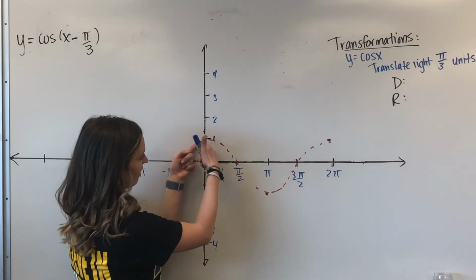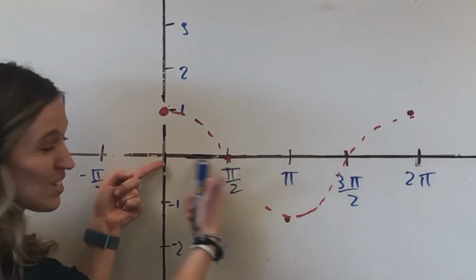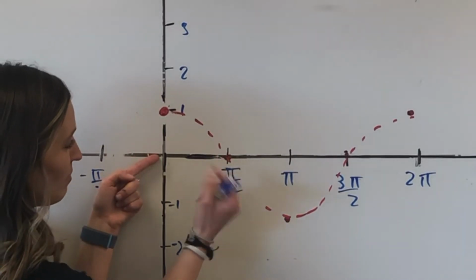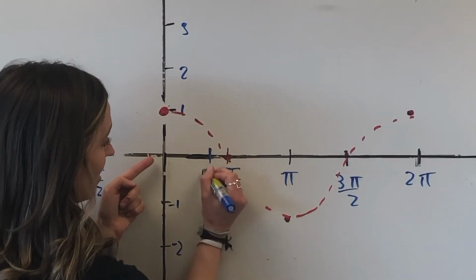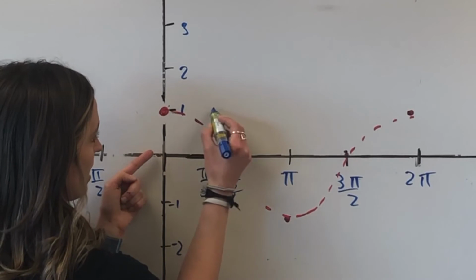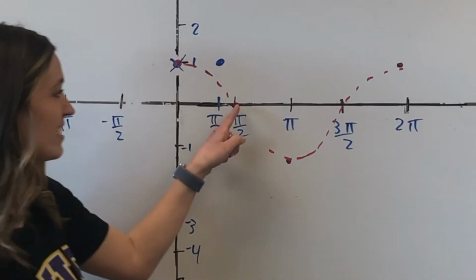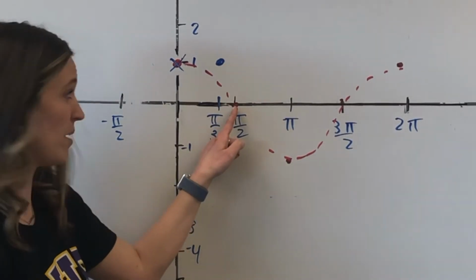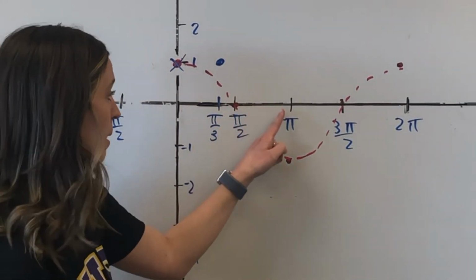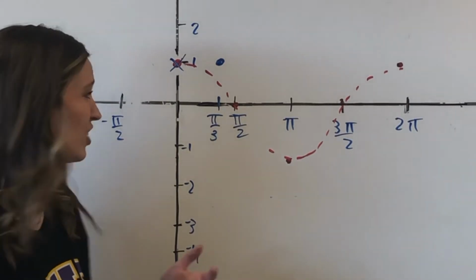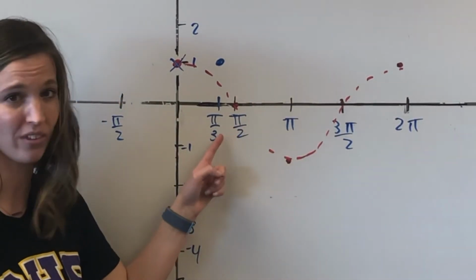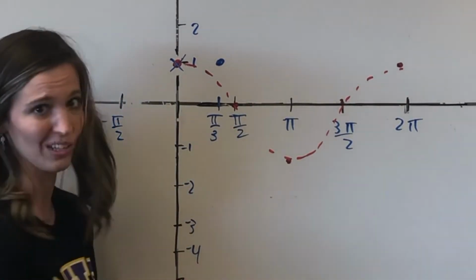Okay, first point. If I move that to the right pi over 3, this is worth pi over 2. Pi over 3 is going to be just a little bit less than that. So if I shift this, boom, there's that first point, cross it off. Now this next point is at pi over 2. If I shift that pi over 3 units, I could make an educated guess, but I really need to figure out where this point's gonna end up. That's gonna take a little bit of math.